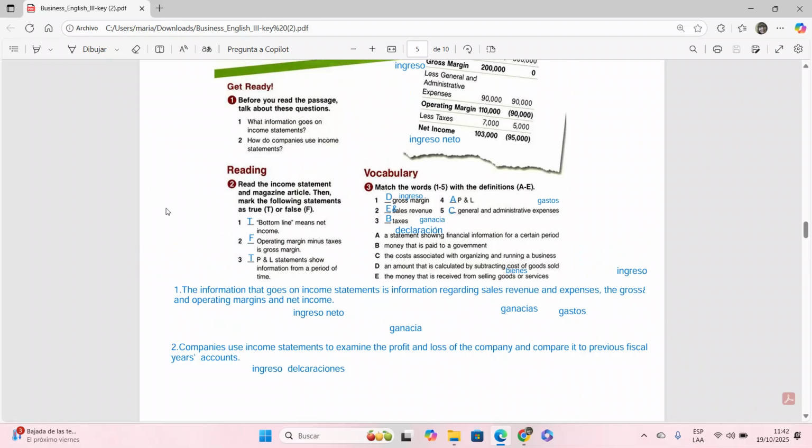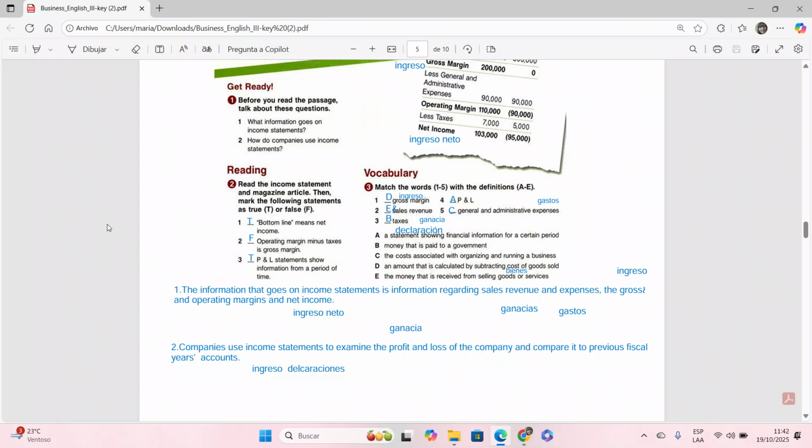2. Reading. 1. True. Bottom line means net income. 2. False. Operating margin minus taxes is gross margin. 3. True. P&L statements show information for a period of time. 3. Vocabulary. Match the words with the definitions.